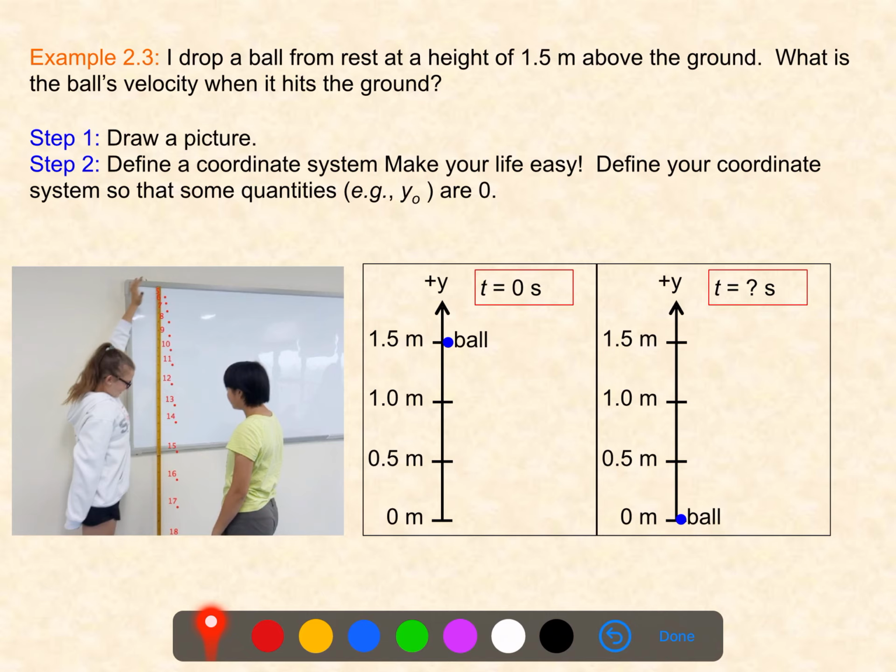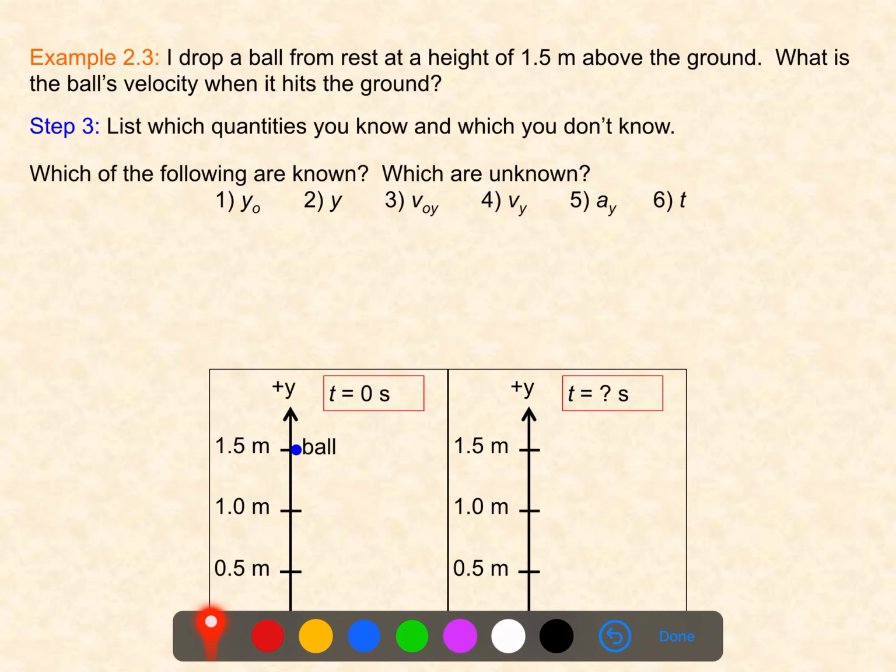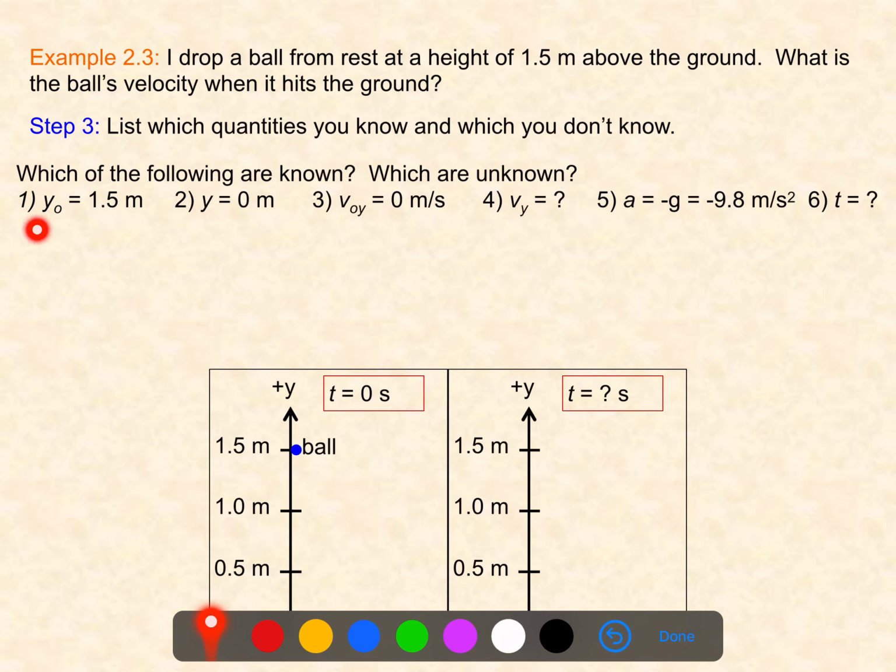Now you could put the 0 at the bottom, or you could put the 0 at the top, but you've got to be careful what you mean. Generally, we want positive y to point up, and so we're going to start the ball off at 1.5 meters, and then it's going to fall to 0. Okay? Now we're going to try and figure out what we know and what we don't know. Here are some possibilities. Okay? What we do know is that the ball starts off at an initial y position equal to 1.5 meters and it falls to 0. That's what we said in the previous slide.